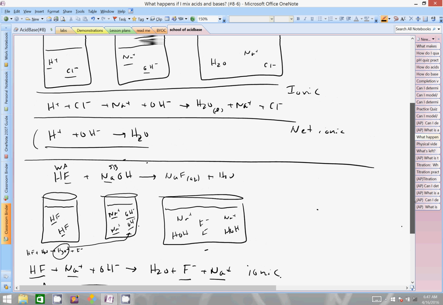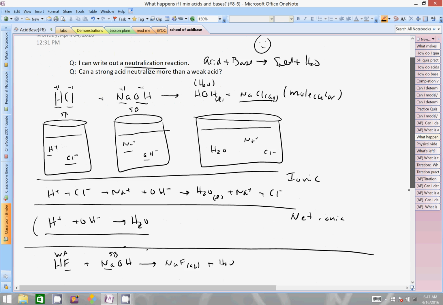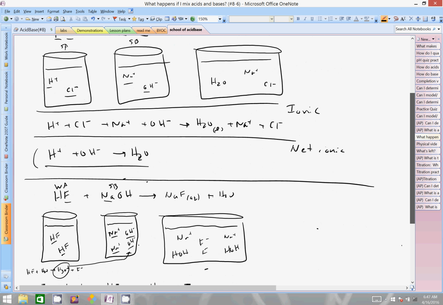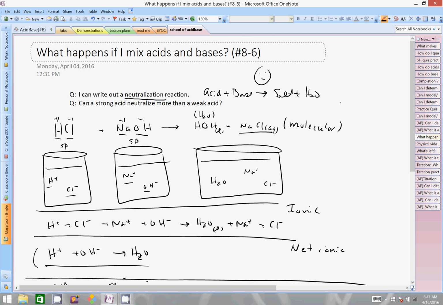So, a couple things we have up top here. Let's see if I missed anything. Can I write out a neutralization reaction? The typical neutralization reaction is an acid plus a base yields salt and water. And here's my salt, and that's a cation and anion, right? So here's my salt. It's a pretty general form. Don't always think of it like that, but that's a general form.